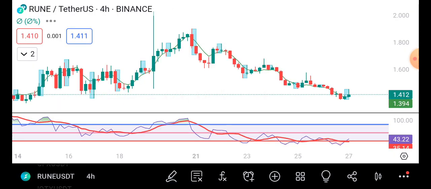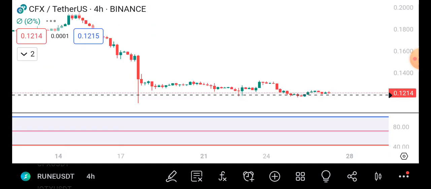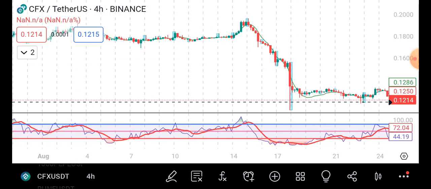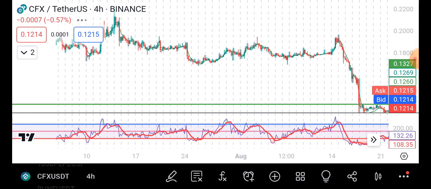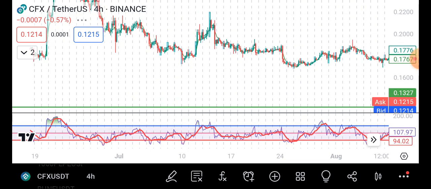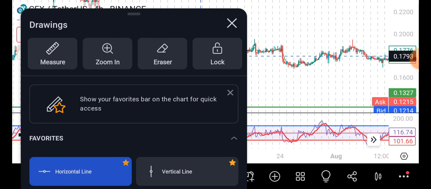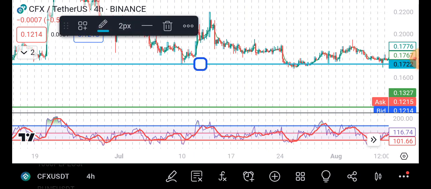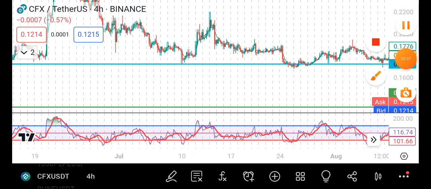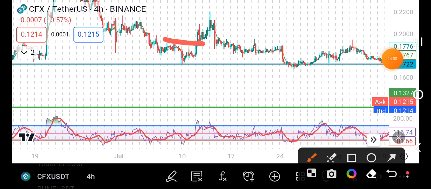Okay, let's make use of CFX. Yeah, correct. Let's look at this one. Now, let's put our line here because we can see a break of structure here. Then we are waiting for it to come and react here. And then when it got there, what did we see?